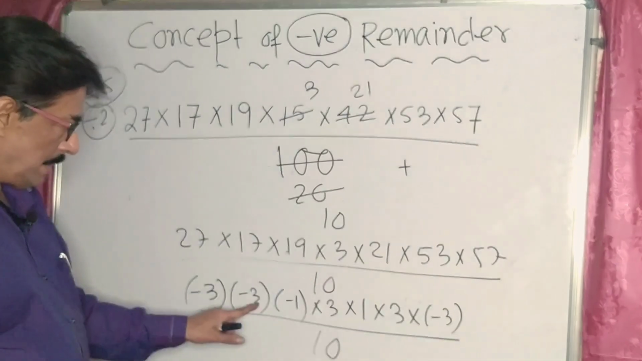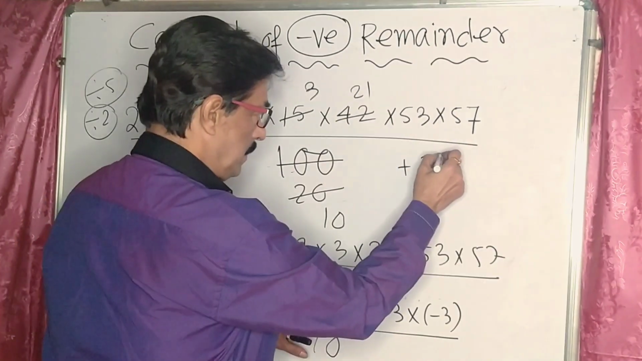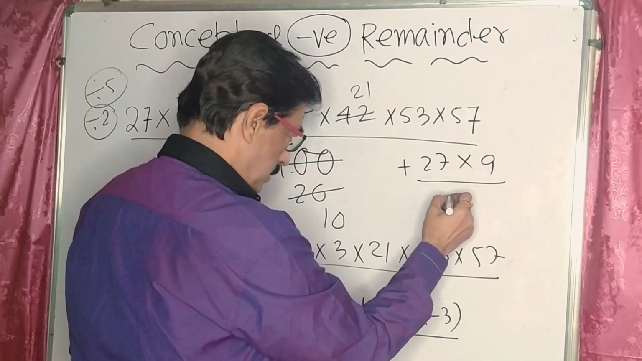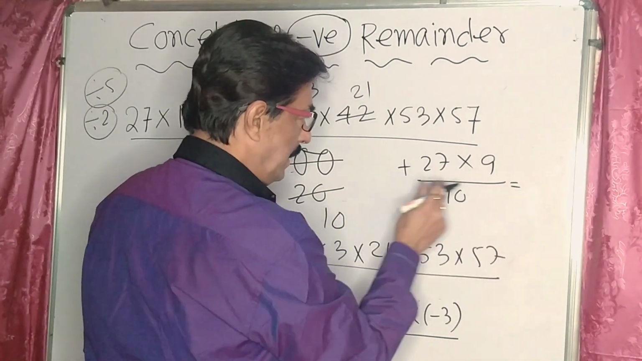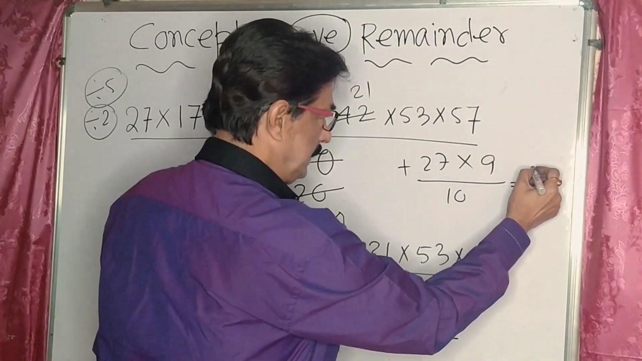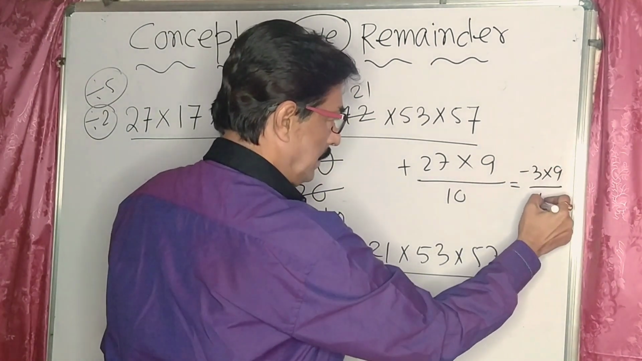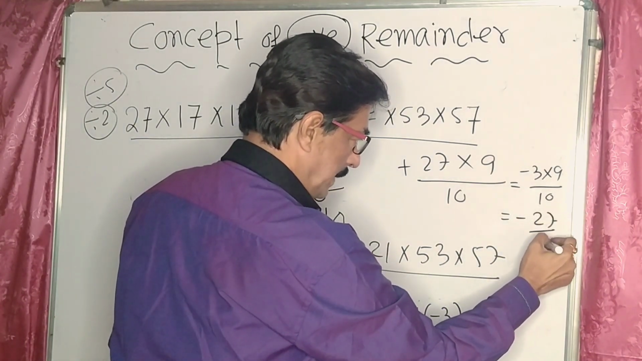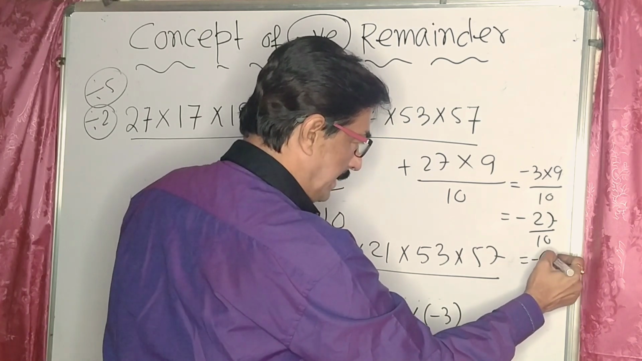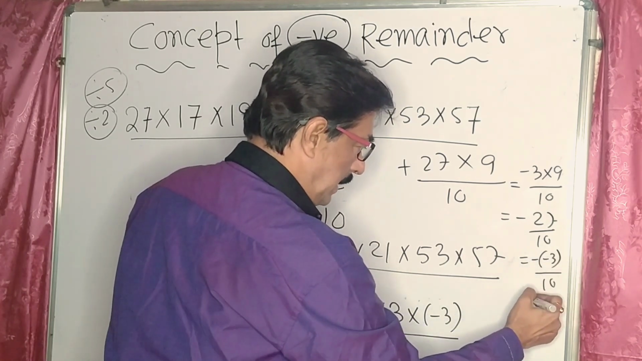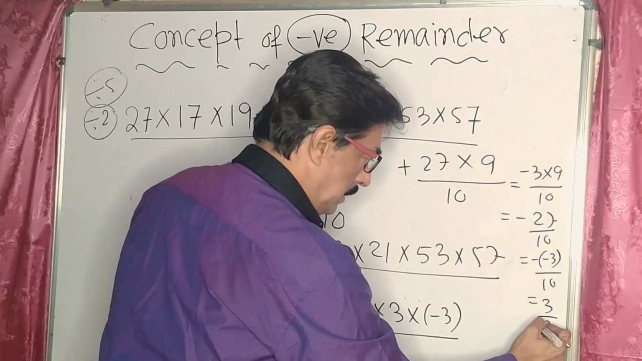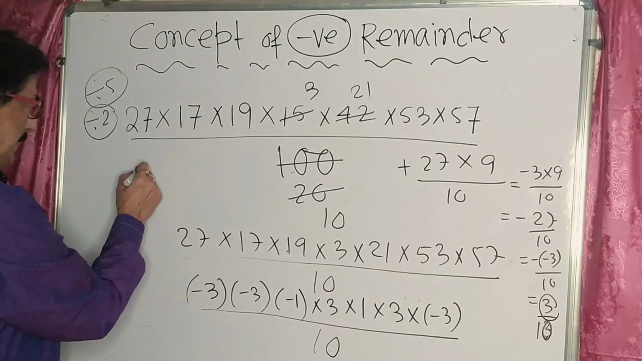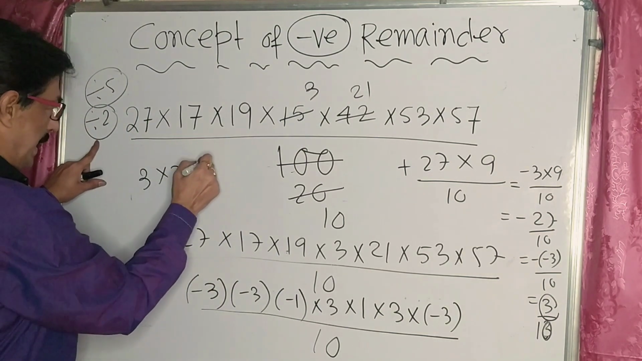3 3 is 9. 9 3 is 27. I write 27. Into 3 3 is 9. I write 9. By 10. I can add here negative remainder minus 3 into 9 by 10. So minus 27 by 10. I can write minus of minus 3 negative remainder, then 10. Your remainder is 3. 3 is your remainder. Now you have to multiply 3 again by 2, again by 5.